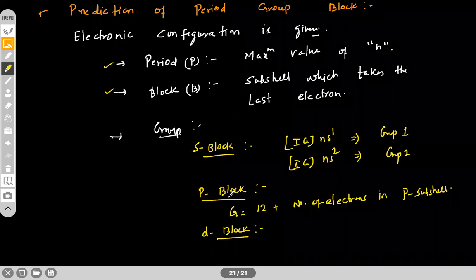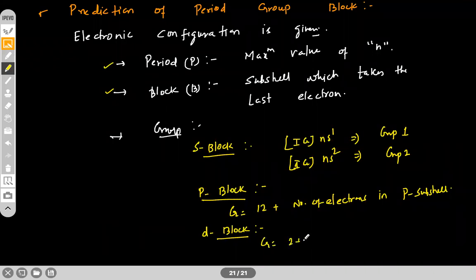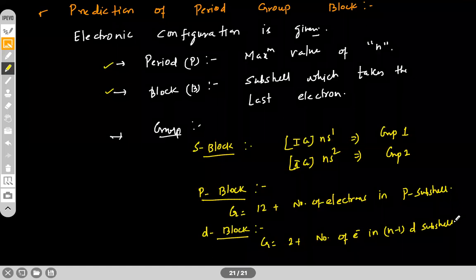If it is D block, then the group is equal to 2 plus the number of electrons in the N minus 1 D subshell. N minus 1, right? The penultimate shell. The N minus 1th D subshell.